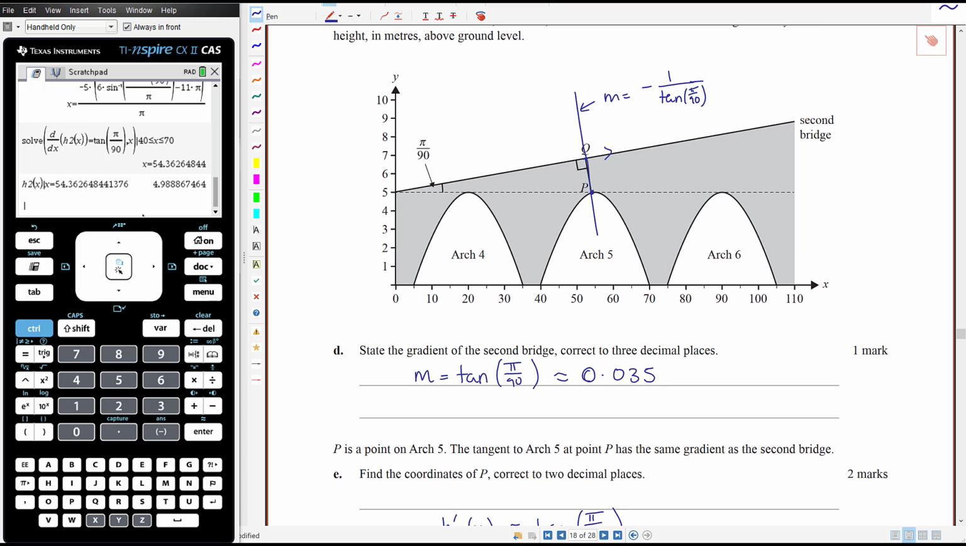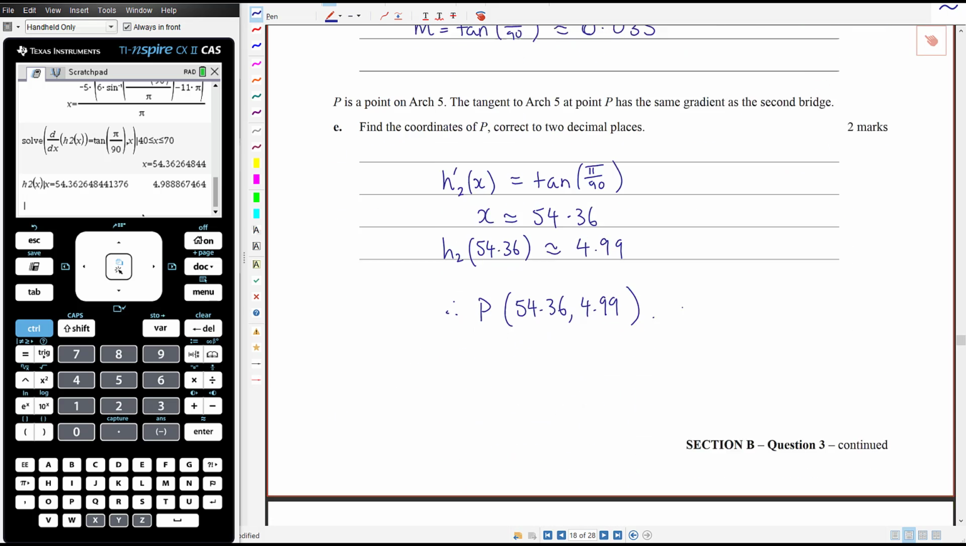Once we've found the equation from P to Q, we're going to then need to find the equation of the second bridge, which actually we already know because it's got a y-intercept at 5. So its gradient is tan of pi on 90 x plus a y-coordinate of 5. So we've got the equation of the second bridge. We need the equation going through PQ. We make them equal to find where Q is, and then we can find the distance between P and Q. So quite a bit to do there.